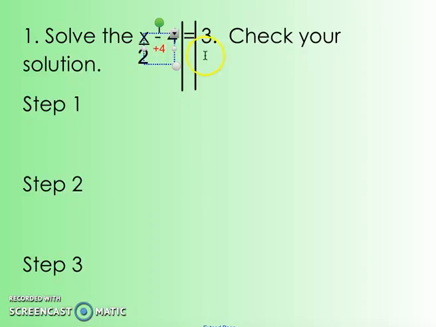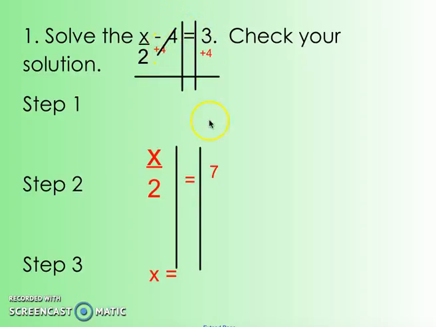Addition of 4. Nice job. So if I add 4 on both sides, what happens to this 4, the minus 4 plus 4? Yeah, it kind of cancels itself out. It becomes 0. So if that cancels out to 0, then this is what I have.